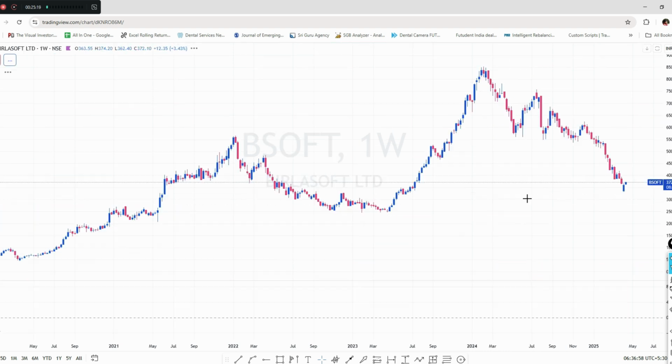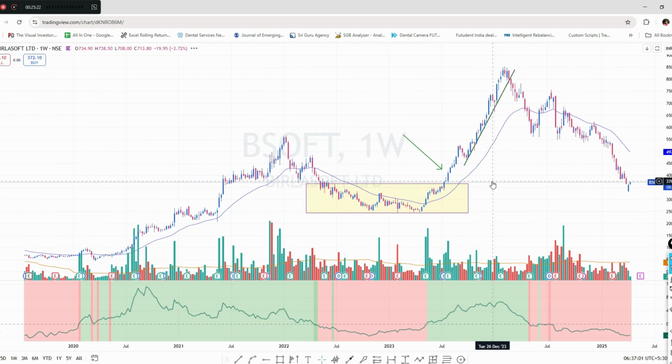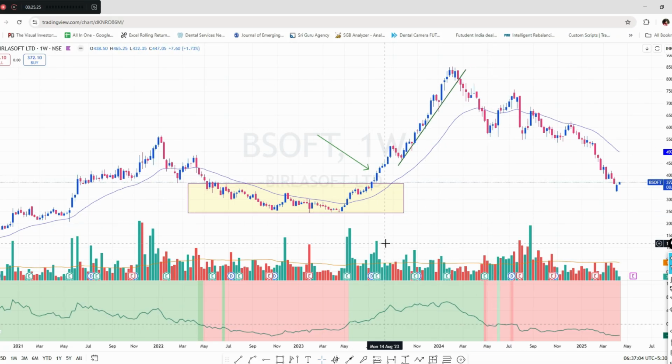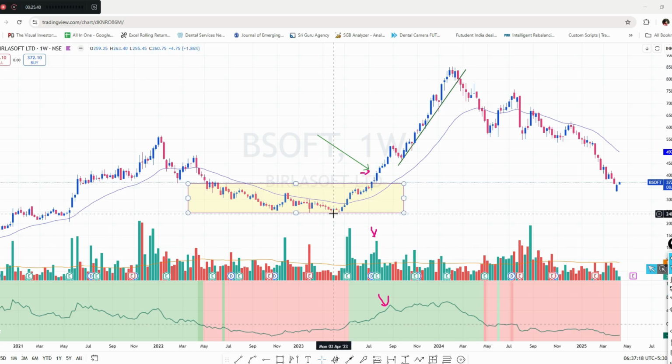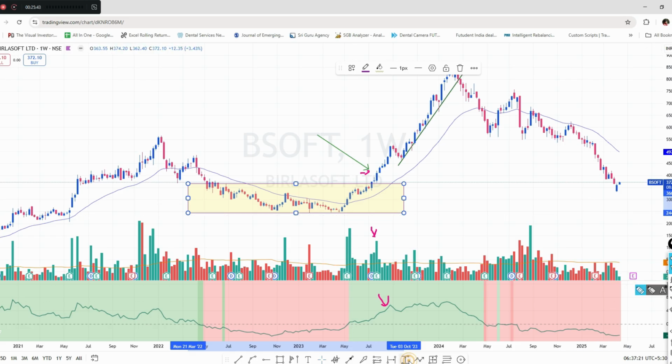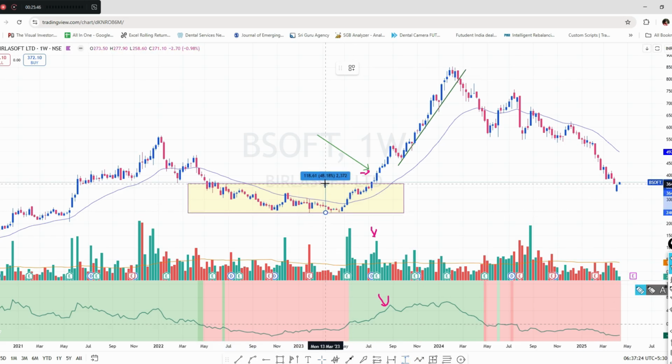The next example is Birlasoft. You can see the stock's price confirmation with heavy volume and RS in the positive zone. And how much has the stock moved? The stock has moved from its low by around 50% right before the breakout. This is what I am talking about: the price should also have moved from its low by a considerable percentage before the breakout begins. So these are the examples I have shown.